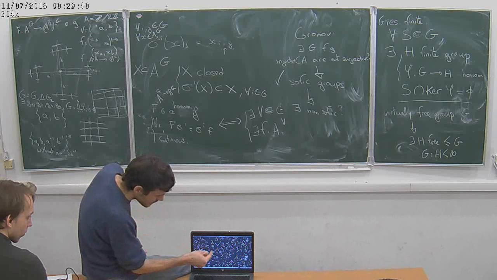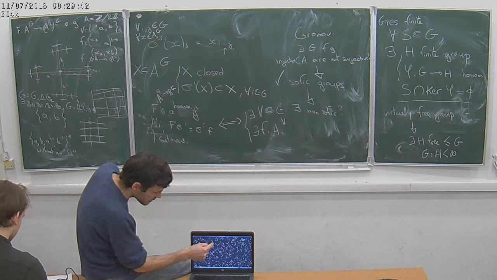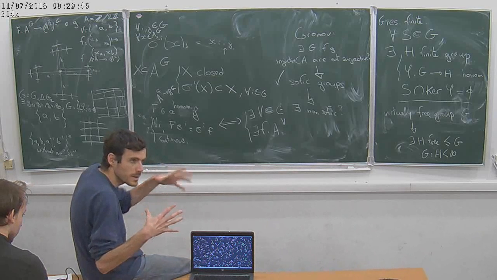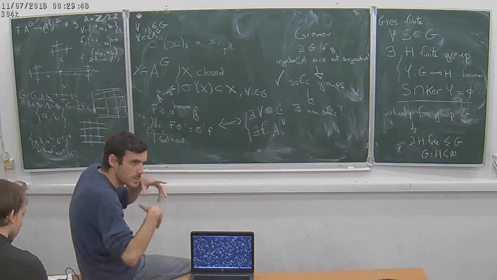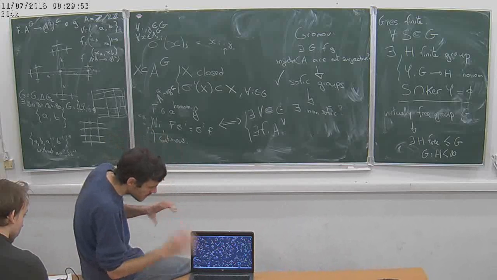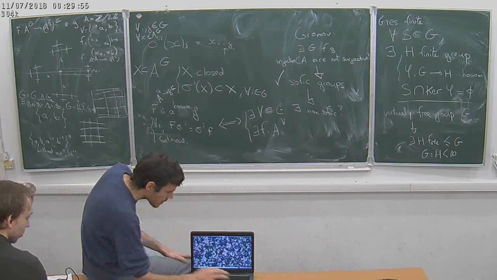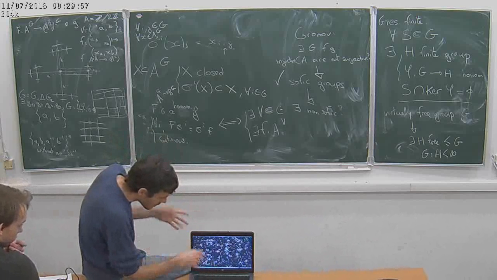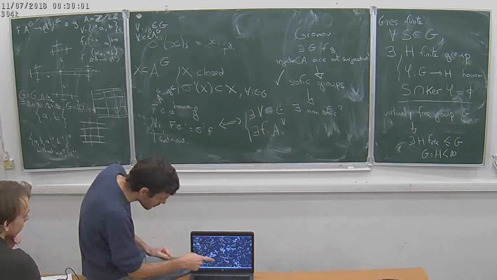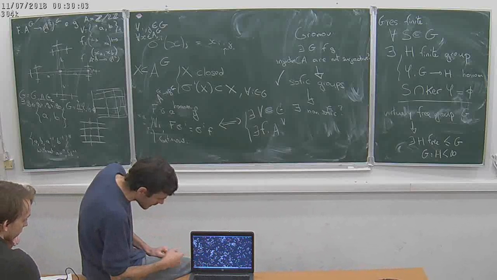It can be interpreted as saying that these white things are alive, and if there are too many neighbors, then they die because they don't breathe. If there are not enough, they die of isolation. But if they have exactly the good number of neighbors, then they survive, or they can give birth to someone.